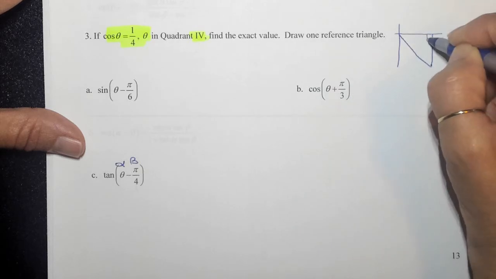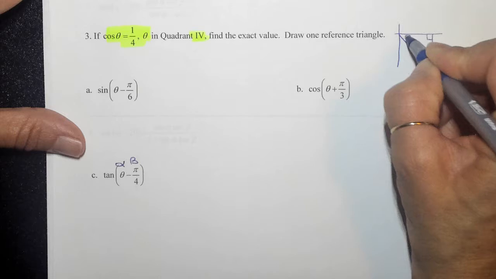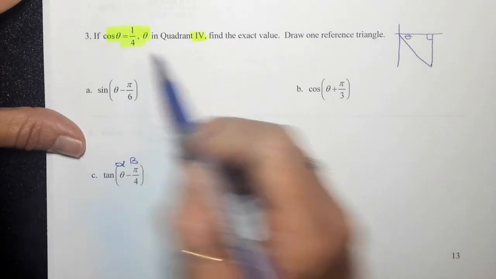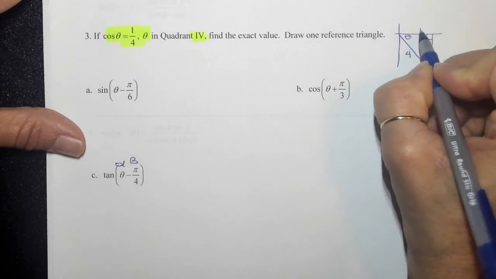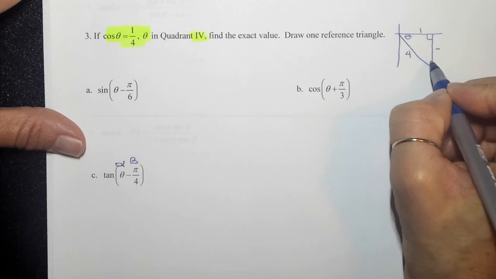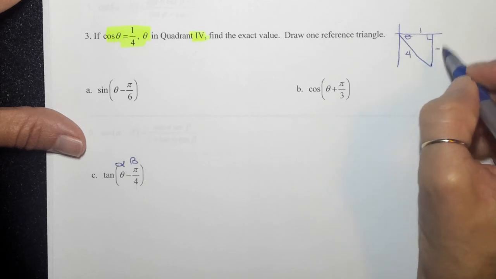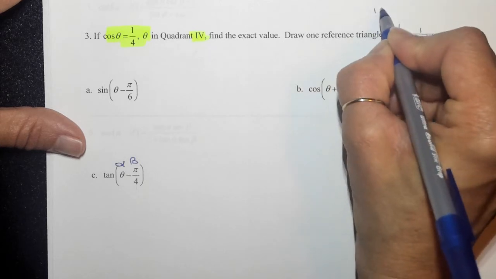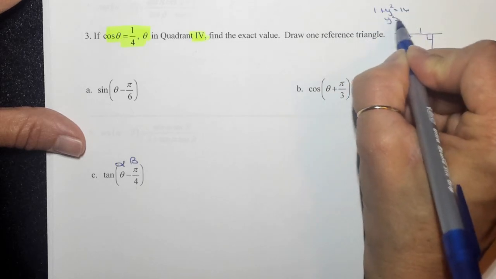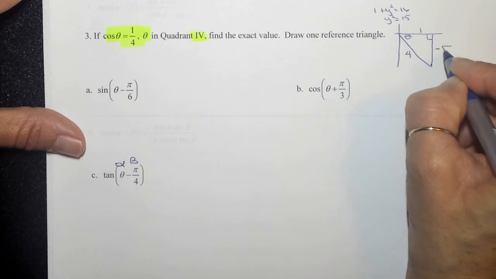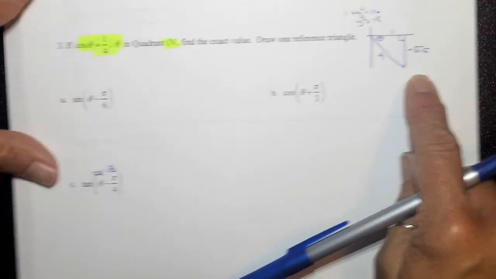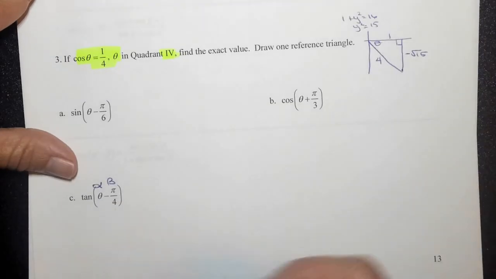Okay, and they are saying that the cosine of theta is 1/4, so that means this is going to be x over r, so this is 4 and this is 1, so we need to find our y value, and remember the y value is negative because of the 4th quadrant. So we have x squared, which is 1, plus y squared is equal to 16, subtract 1, we get 15, so that means this is negative square root of 15. Okay, so not a very pretty value, but it'll do for now.